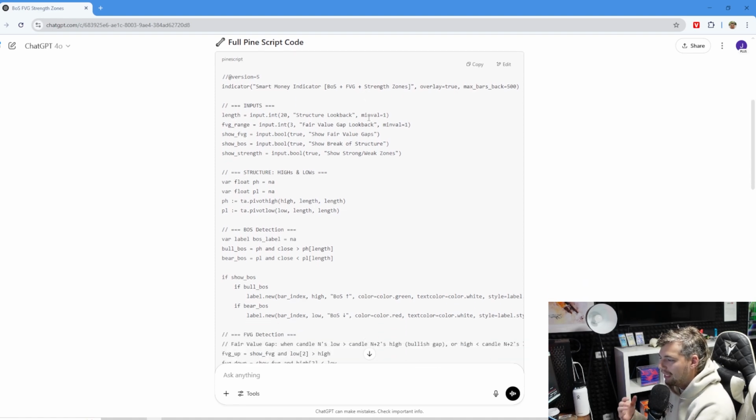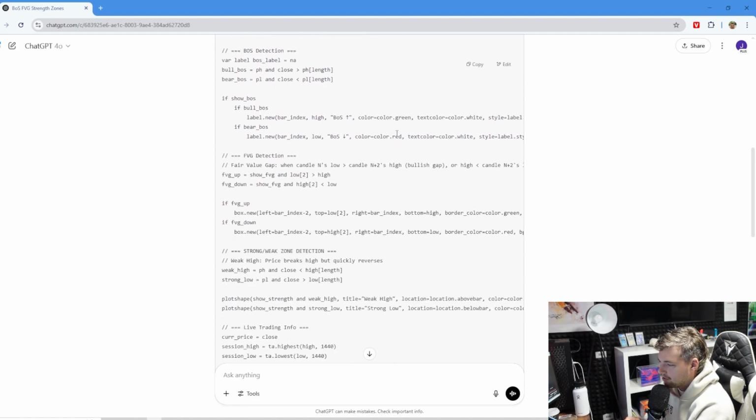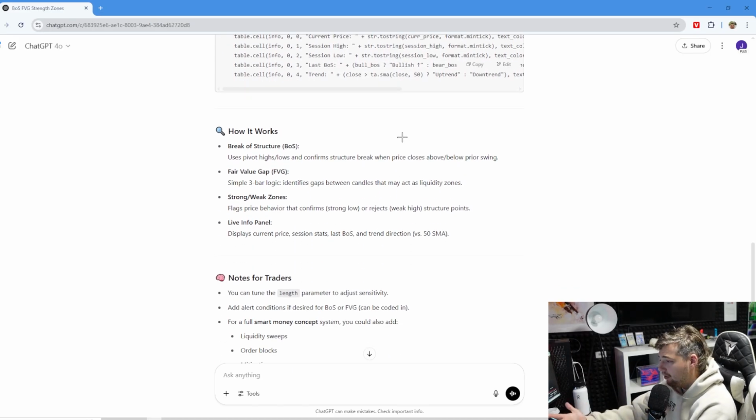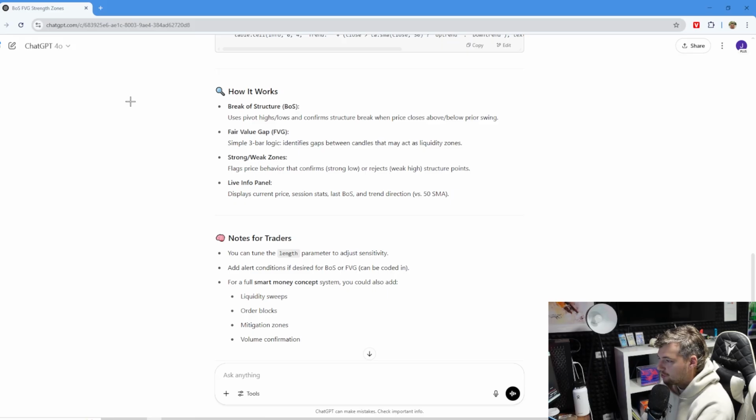And the best thing is that we can basically copy this code and put it straight into TradingView, which is going to be perfect. It even tells us how this is going to work. Breaks of structure is going to use pivot highs and lows and confirm a structure break when price closes above or below prior swings. We have the fair value gap, which is simple three-bar logic. It identifies gaps between candles that may act as liquidity zones, which could be a good area to buy in.